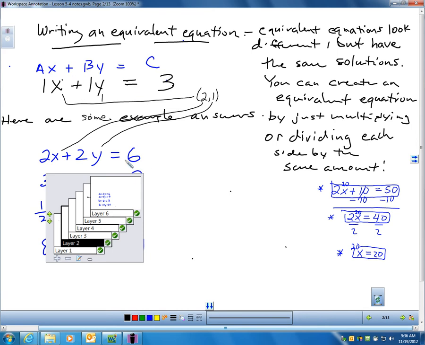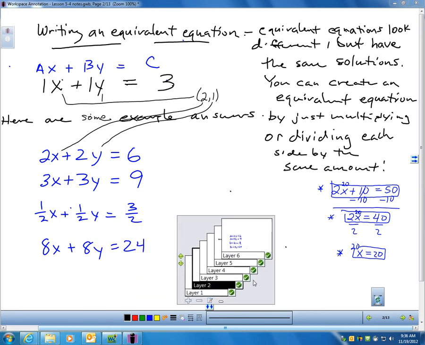These are equivalent. Or here would be another equivalent equation if I just tripled everything: 3x plus 3y equals 9. That's an equivalent equation. Or if I divided everything by 2, half x plus half y equals 3 halves, that'd be equivalent. Or if I multiplied everything by 8. Any one of these would be correct answers. I just need one of them. I wanted to write an equivalent equation.